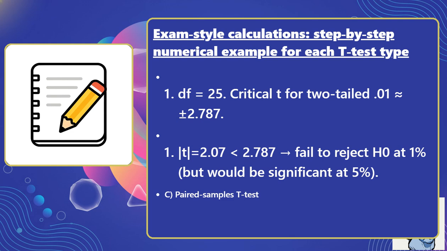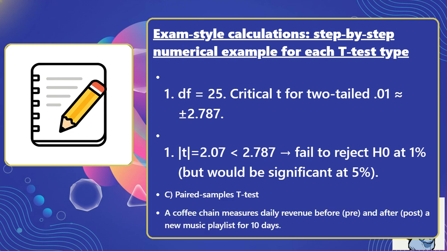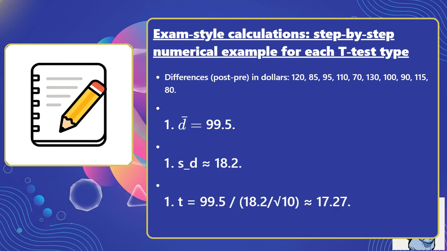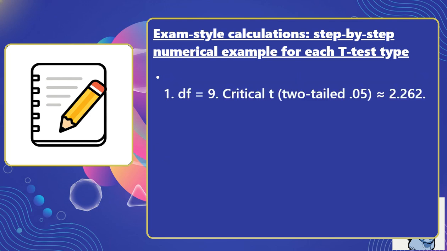See paired samples t-test. A coffee chain measures daily revenue before (pre) and after (post) a new music playlist for 10 days. Differences, post minus pre, in dollars: 120, 85, 95, 110, 70, 130, 190, 115, 80. 1. D bar equals 99.5. 2. S sub D is approximately 18.2. 3. T equals 99.5 divided by 18.2 over root 10, approximately 17.27. 4. Degrees of freedom equals 9.